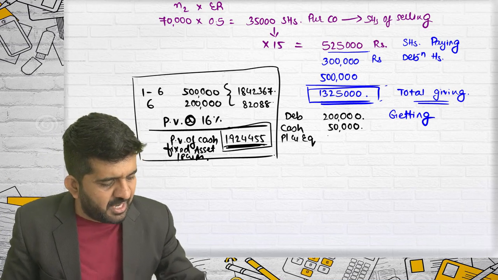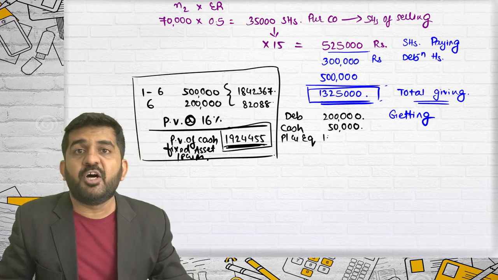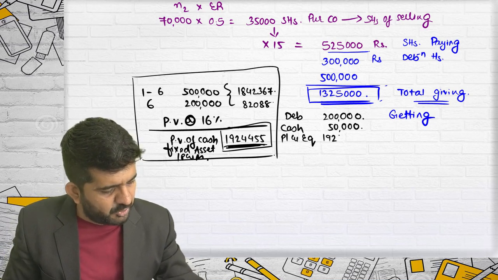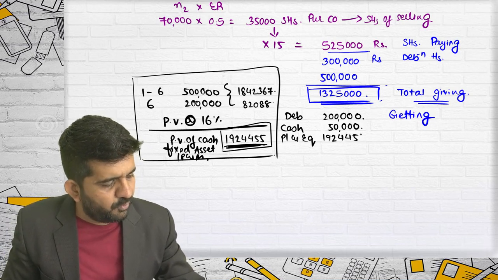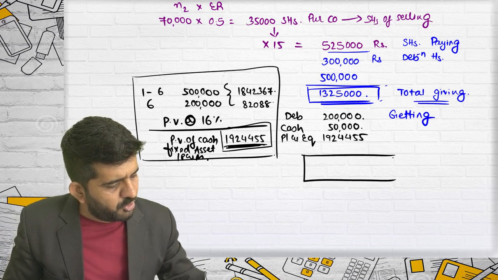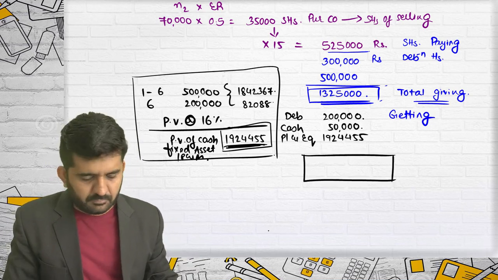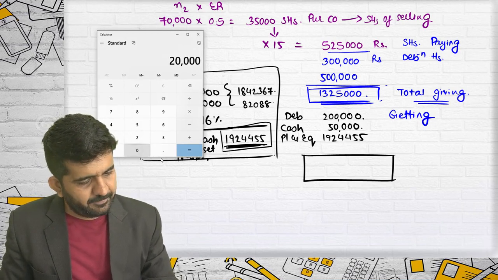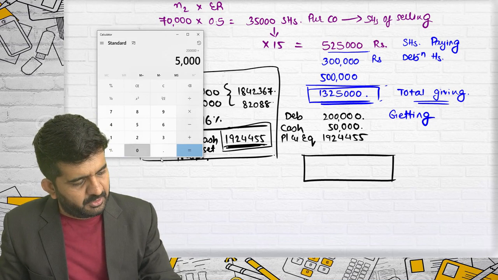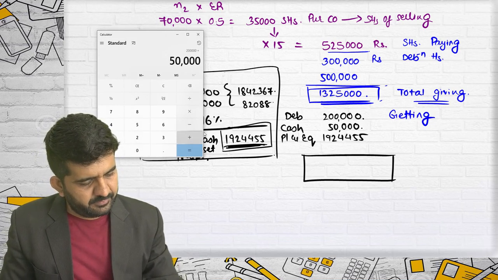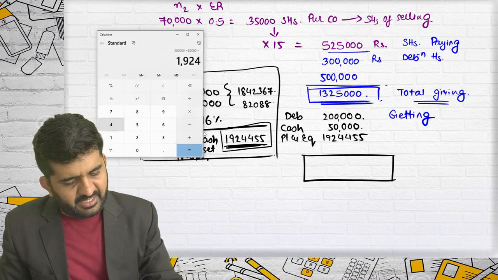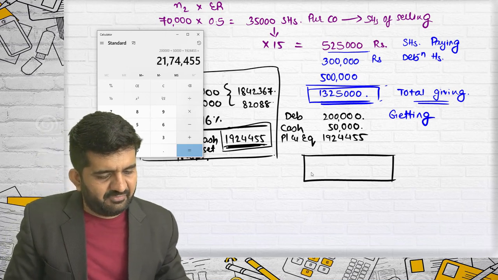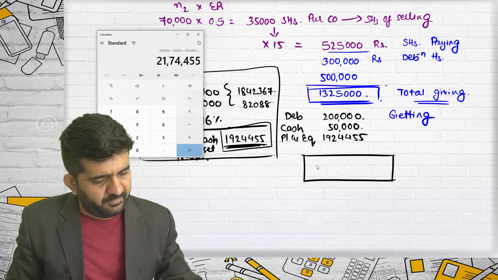This is the value of plant and machinery. You are getting plant and machinery, yes, of worth? Book value? No. Of worth this 19,24,455. See what you are getting. It is 2 lakhs plus 50,000 plus 19,24,455. It is 21,74,455.